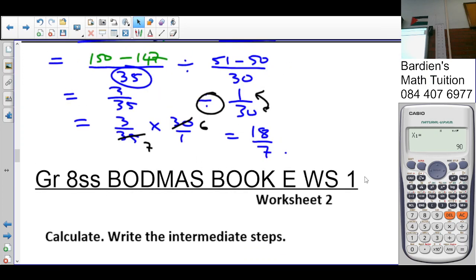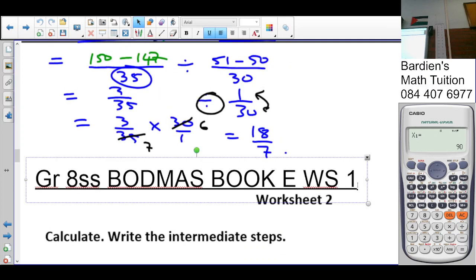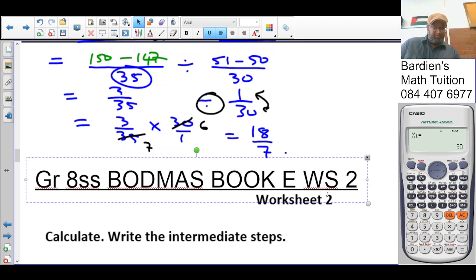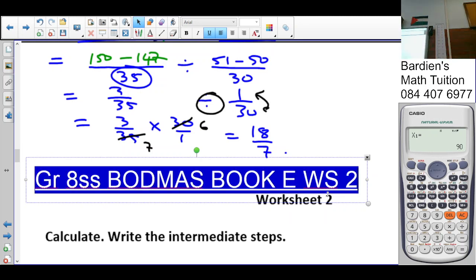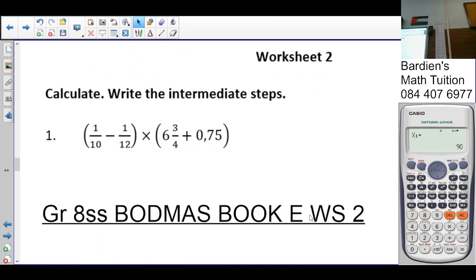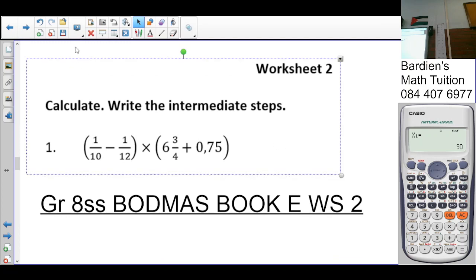People, that basically brings us to the end of worksheet 1 of book E. Homework for tomorrow: worksheet 2, odd numbers of book E. Okay.